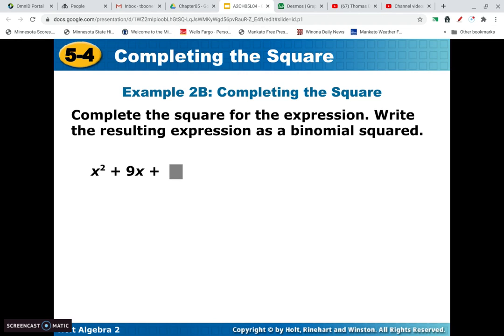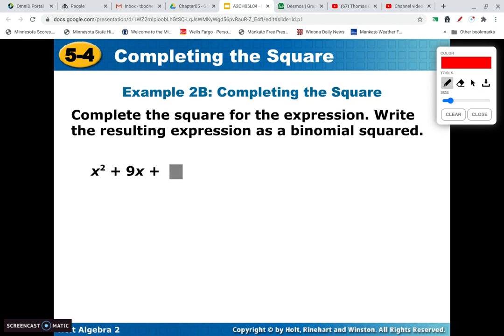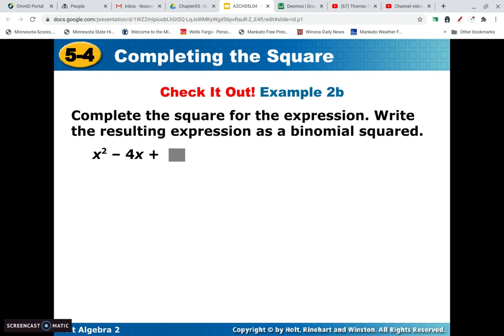Ooh, a little tricky one here. X squared plus 9, half of 9 is 4.5. 4.5 squared, I believe, is 20.25. That completes the square. So what we have here is x plus 4.5 squared. Put the point there, sorry about that. That's how we write the binomial squared. Because once we get it as the binomial squared, we can take the square root of both sides. So that's that method of completing the square.